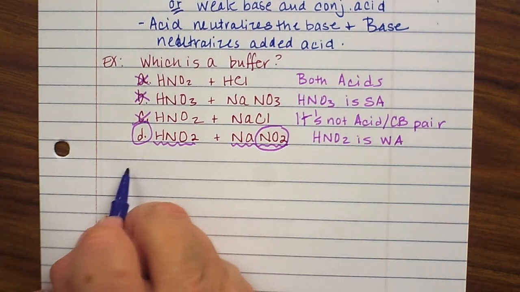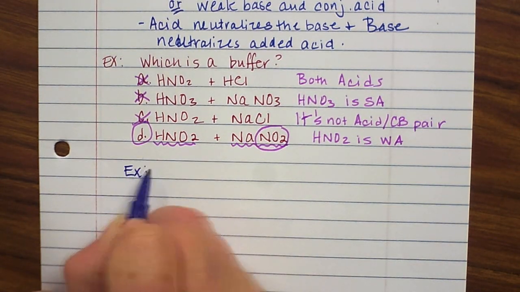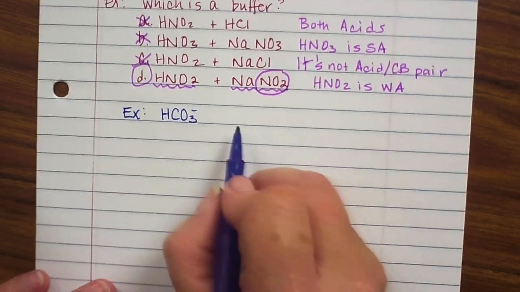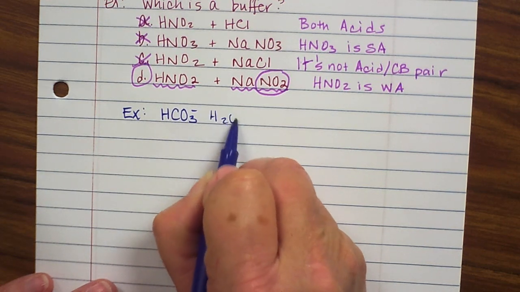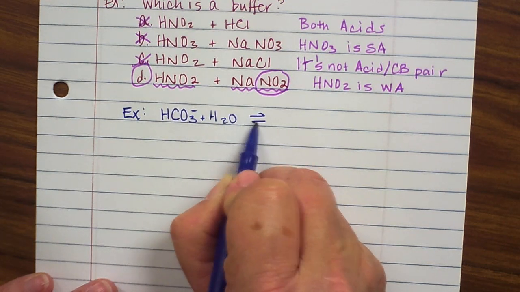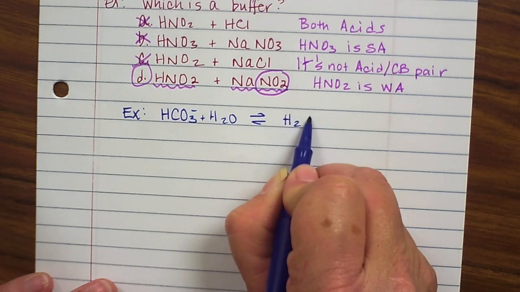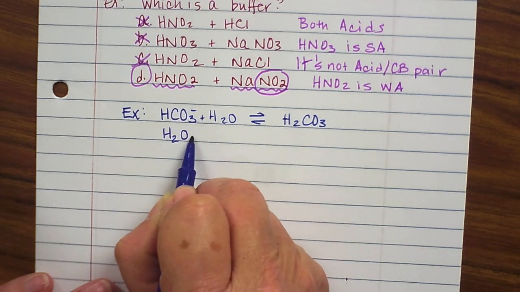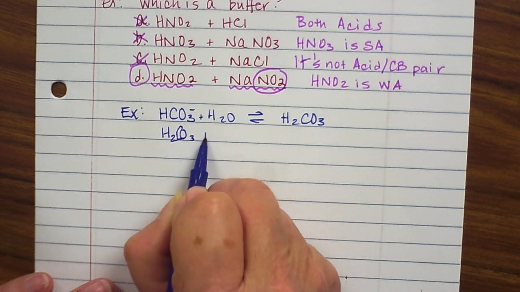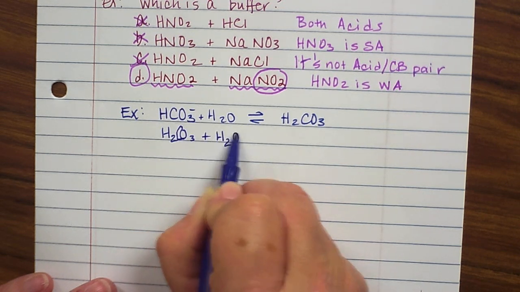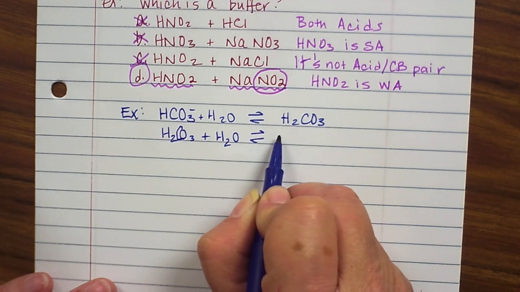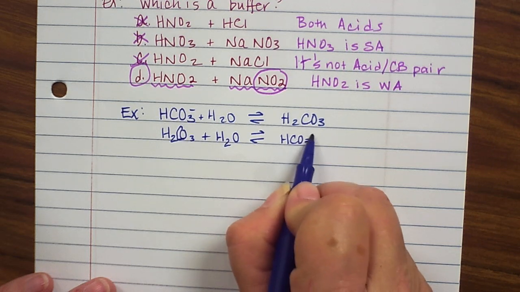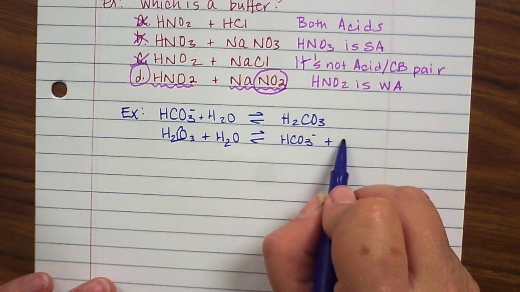So, for example, you would have HCO3 minus plus water is going to give you H2CO3. And then that H2CO3 plus water is going to give you HCO3 minus plus H2O.